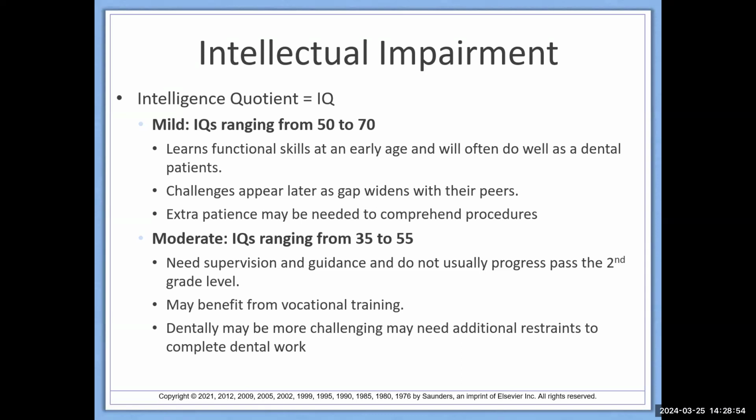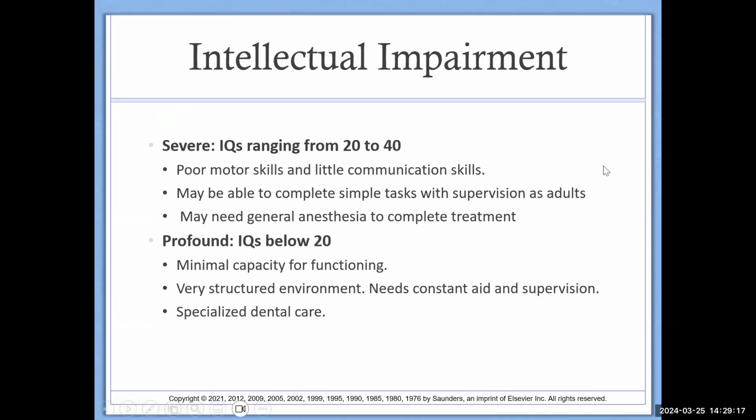And then, of course, there's the moderate category, and the IQs range from 35 to 55, so it's a little bit lower. They may need supervision and guidance, and they don't usually progress past the 2nd grade level. They can benefit from vocational training, but dentally, they may be more challenging, and they might need additional restraints to get their dental work completed.